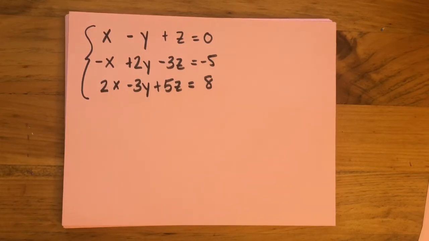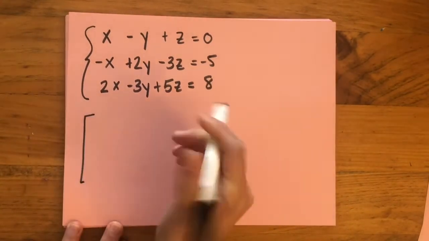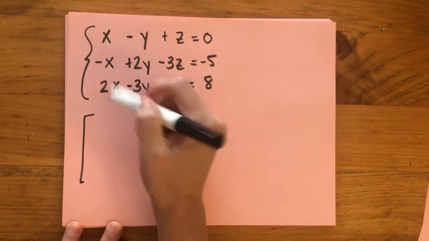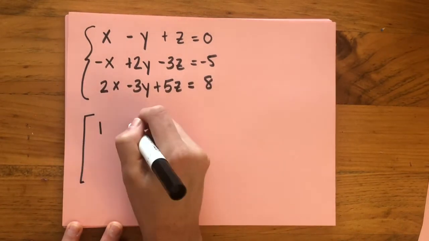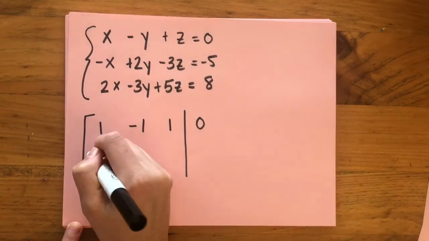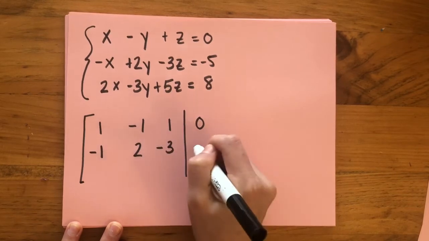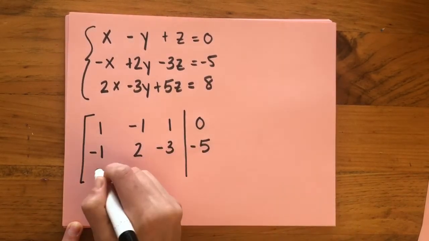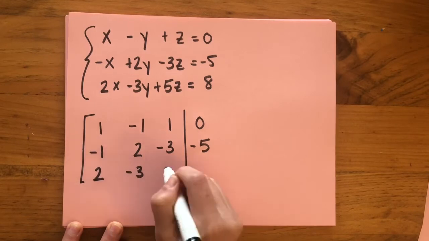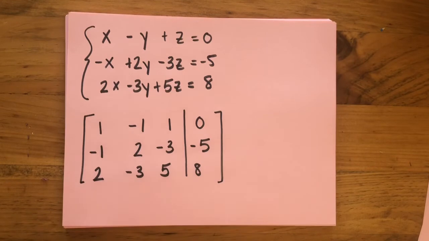And our first task is going to be to write this in augmented matrix form. So we know that it's going to be 3 rows and 4 columns. So it's 1, negative 1, 1, and then the constant is 0. Negative 1, 2, negative 3, constant negative 5. 2, negative 3, 5, constant 8. So here's our matrix in augmented form.